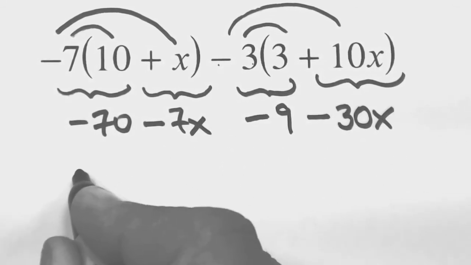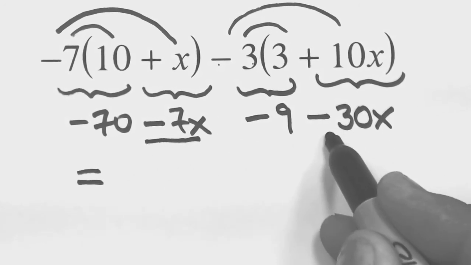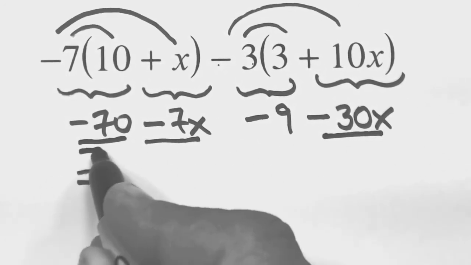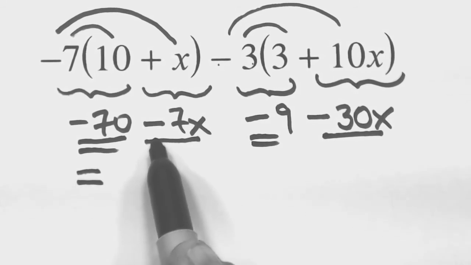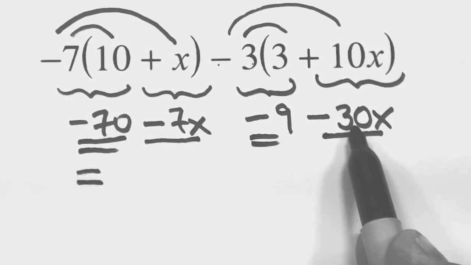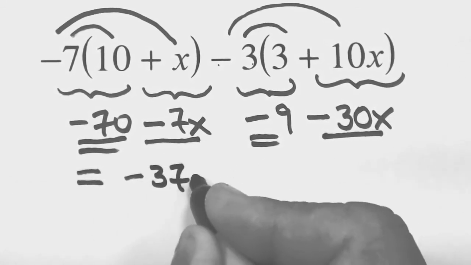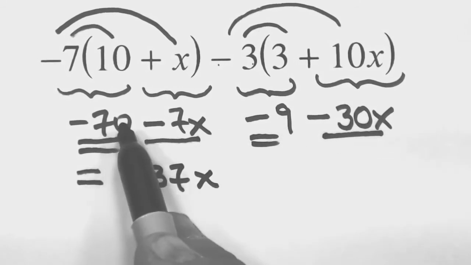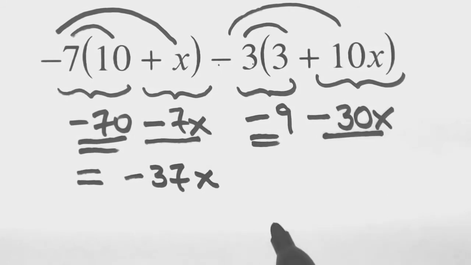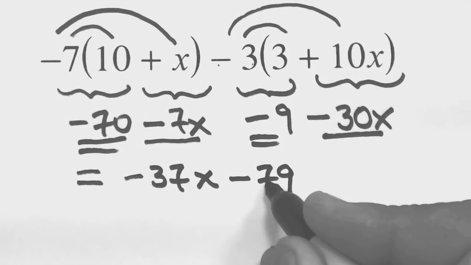Now we know exactly how much of each we have, and we can now combine the like terms. Well, we want to combine the variables first, and then we'll combine the plain numbers. So let's see. Negative 7x's and negative 30 more. Well, that's all negative parts, so that's just a total of negative 37x. And then negative 70 and negative 9, well, those are both negative. The total negative is 79. No positive, so the negative wins by 79. So there we are.